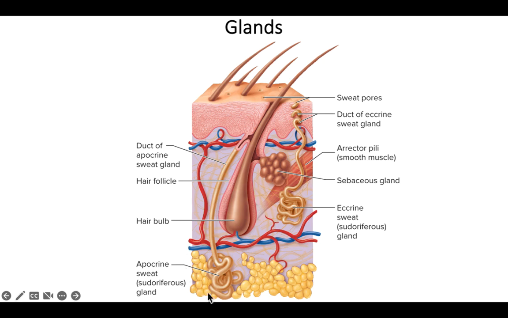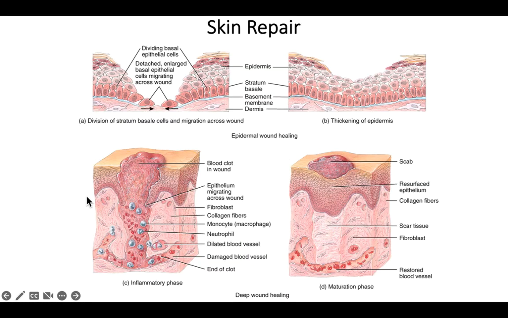Whereas the apocrine glands, they tend to be a little bigger, so the glandular part, and their ducts often attach to the follicle. So they're going to be secreting up into that follicle a lot like the sebaceous glands do. So that's what they would look like and where they're located.